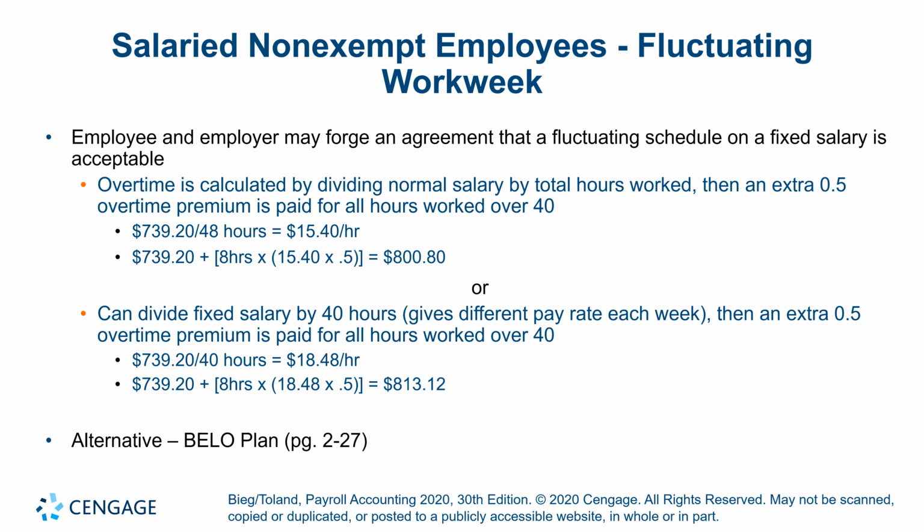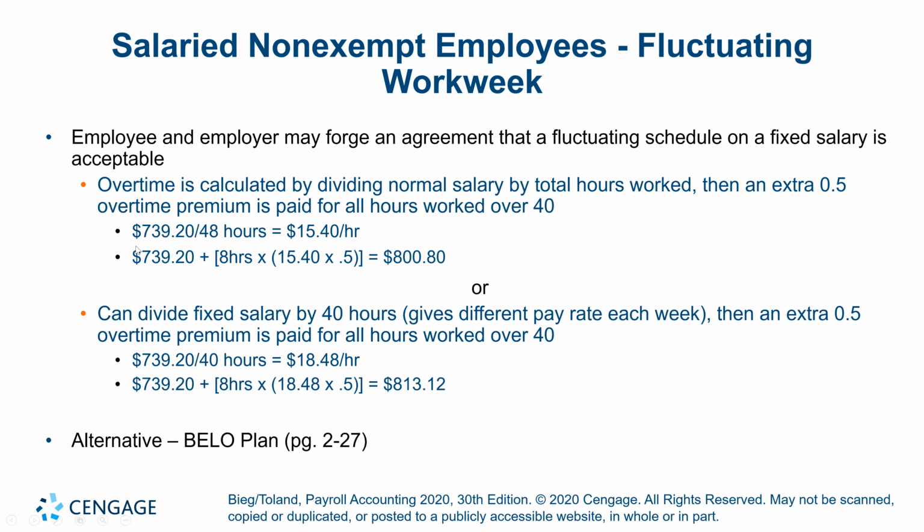But on this one, if we're calculating it this way, we're taking the $739.20 divided by 48 hours, that gives us $15.40 per hour. And I forgot to type this in, but it tells us in the book, Matt Leonard earned $739.20 a week with fluctuating work week hours. If he worked 48 hours in 1 week, his gross pay would be calculated as follows.